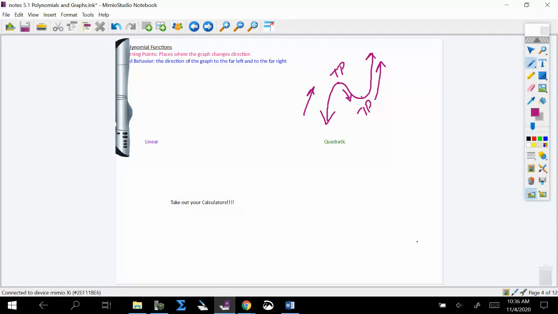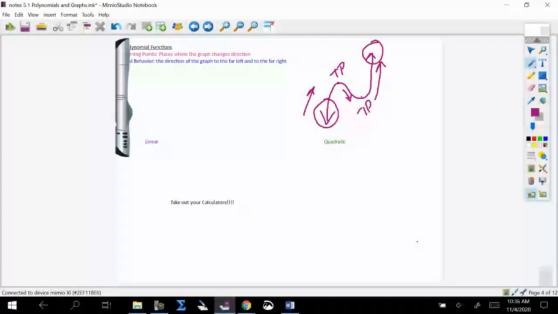End behavior is exactly what it sounds like. What is happening to the graph at the end? So here's the right end, here's the left end. We're going to look at functions and be able to figure out, from a picture or from an equation, what is the end behavior. What is happening? Is it heading upwards or is it heading downwards? And all polynomials will be doing one of those two things.